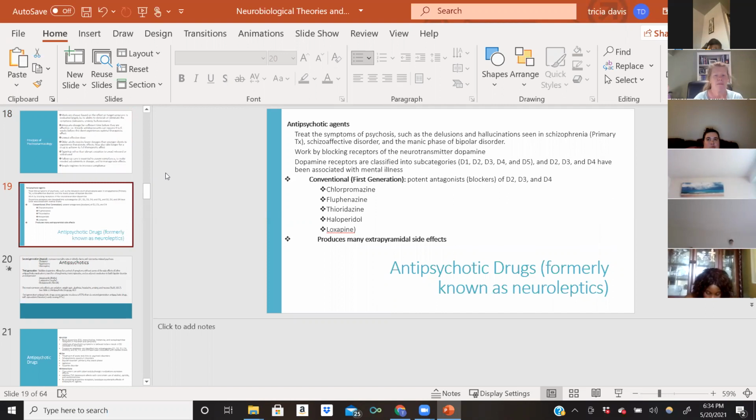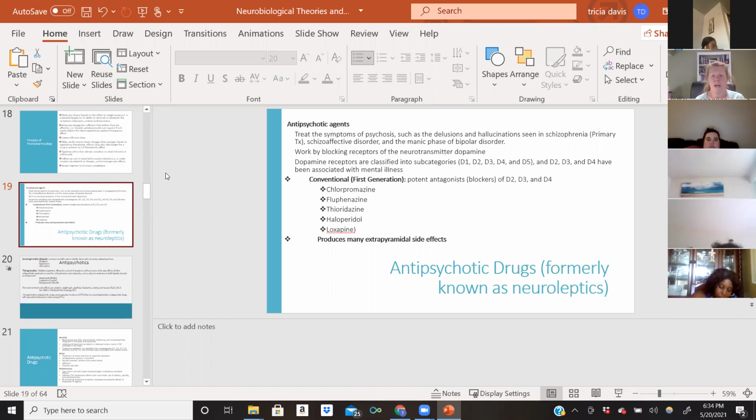So the first type of medication we're going to talk about is antipsychotic drugs. These used to be called neuroleptics. Some of you may have heard that before. Now they're commonly just referred to as antipsychotics. Antipsychotics were designed to treat the symptoms of psychosis, such as delusions and hallucinations. We see delusions and hallucinations in schizophrenia, schizoaffective disorder, and the manic phase of bipolar disorder.